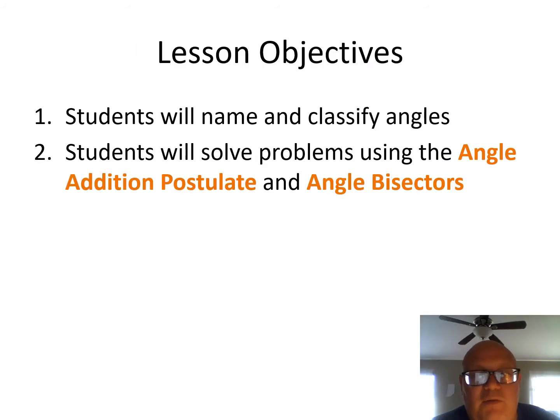All right, so here's our objective. Students will classify and name angles. All right. The students will solve problems using the angle addition postulate and angle bisector. So classifying angles just means what kind of angles are they? That kind of thing.